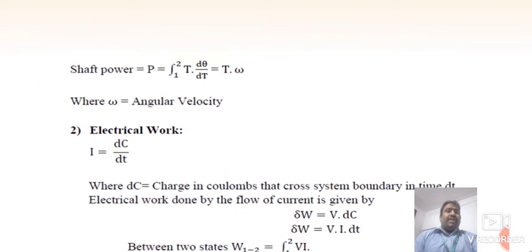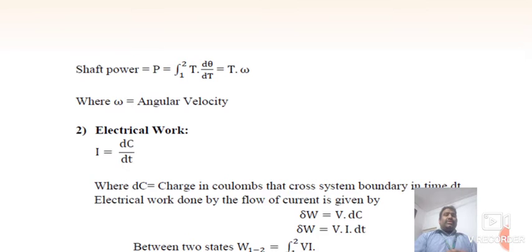Next, how are we going to calculate the shaft power? Power means at what rate the work is performed, that is, the rate of change of work. So the shaft power is P equals T into d theta by dt. d theta by dt is the angular velocity, so angular velocity into torque is nothing but power. So this is about shaft work.